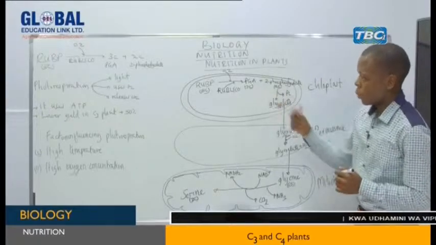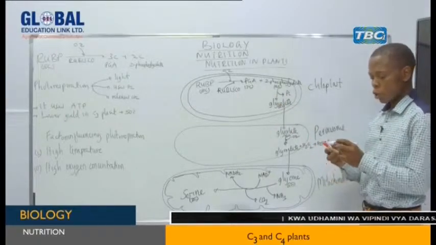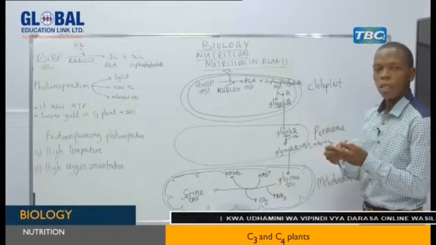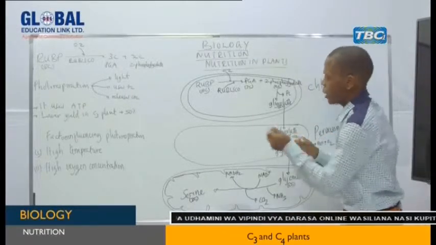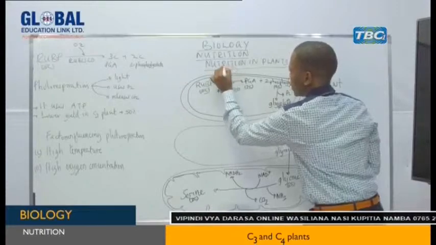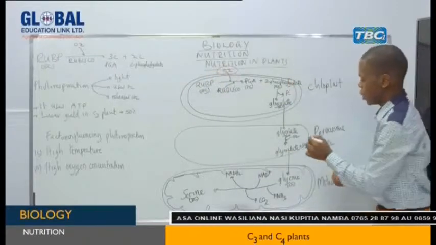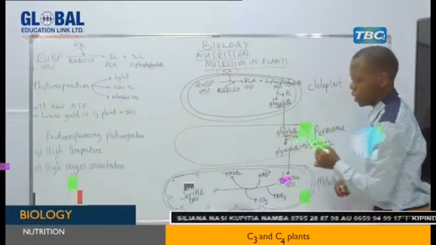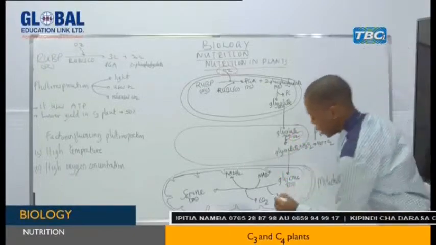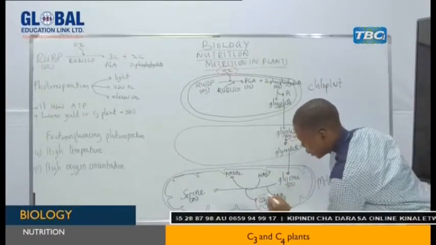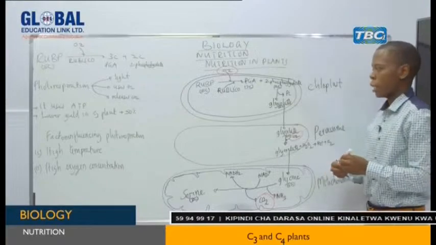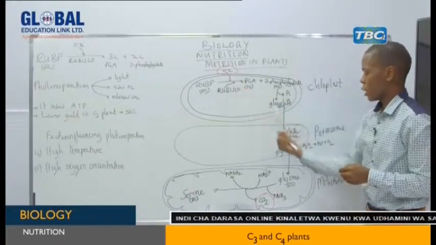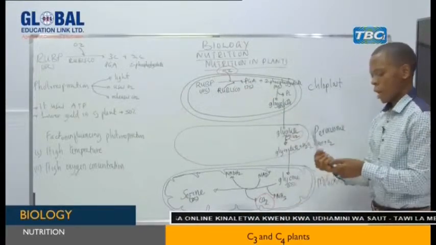Okay. This process we call photorespiration because of what? The process uses oxygen. As you can see here, at the beginning, there is oxygen which is used. You see, again here, there is oxygen which is used. But again, here, there is carbon dioxide which is released. It uses oxygen, yes, but it releases carbon dioxide.